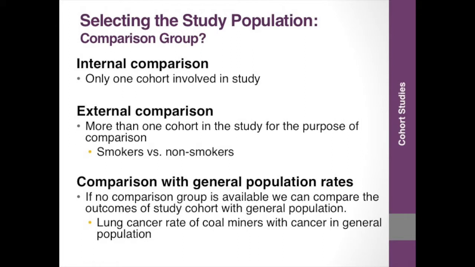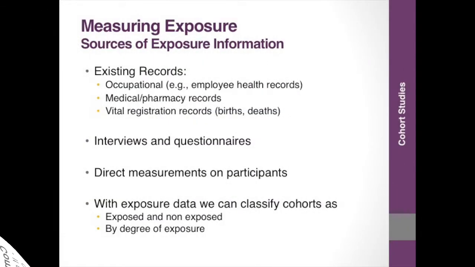Cohort studies usually have a comparison group. When there is only one cohort, the study is a descriptive cohort study, and the comparison groups are sort of an internal comparison. In analytical cohort studies, comparison groups are external and should be as similar as possible in all regards except for the exposure under study. This is the non-exposed group. In some instances, the outcomes of a study cohort can be compared with those in the general population.